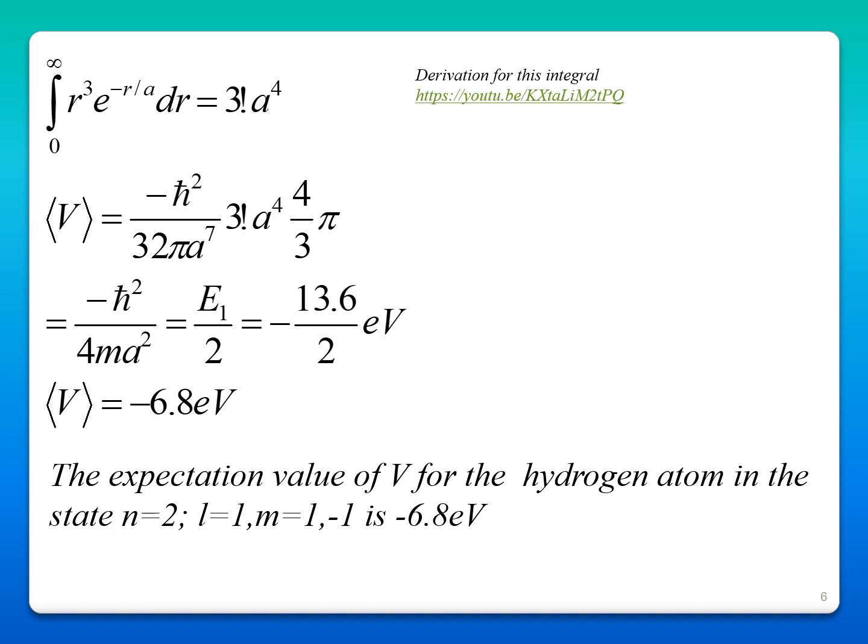And next is integral from 0 to infinity r cubed e power minus r by a dr. It is 3 factorial into a power 4. And if you substitute all these values, you are getting the expectation value of V for the hydrogen atom in the state n = 2, l = 1, m = 1, and n = 2, l = 1, and m = -1 is minus 6.8 electron volt.